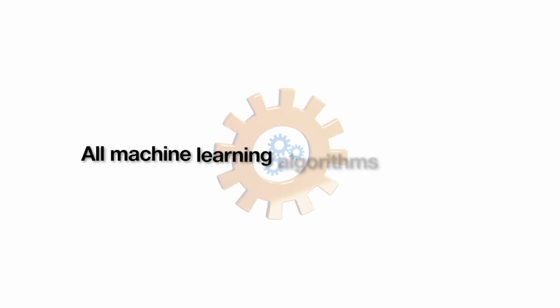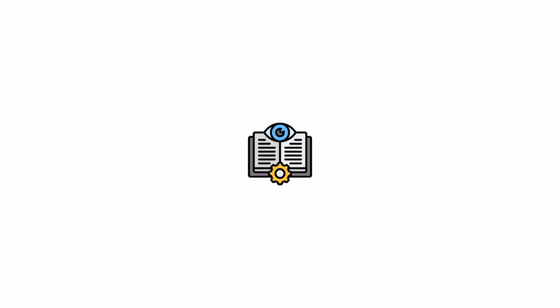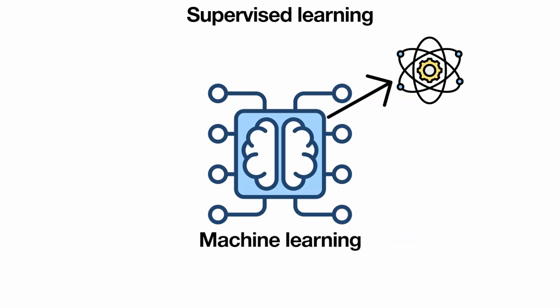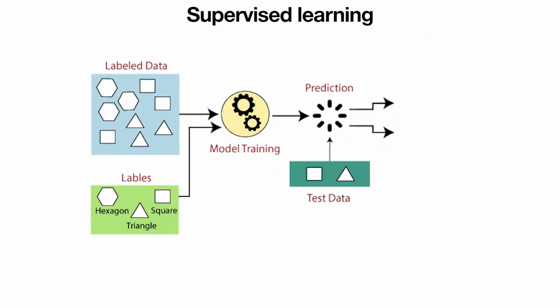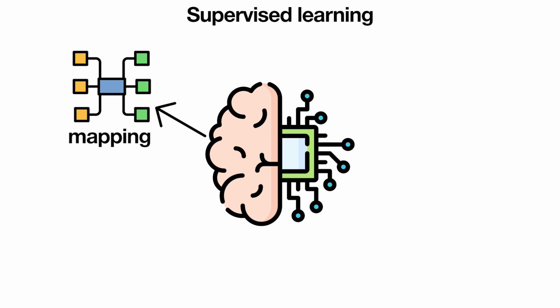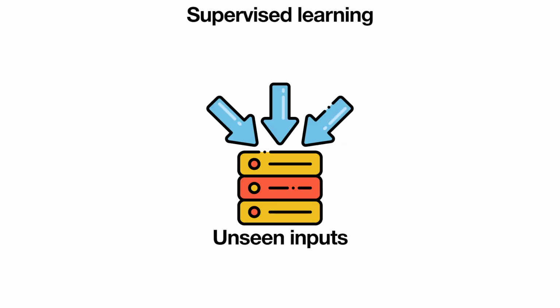All machine learning algorithms explained, starting with supervised learning. Supervised learning is the most common branch of machine learning. At its core, it's simple. You train on labeled data. That means every input already has a known output. The algorithm's job is to learn the mapping between them. Once trained, it can predict outcomes for new, unseen inputs.